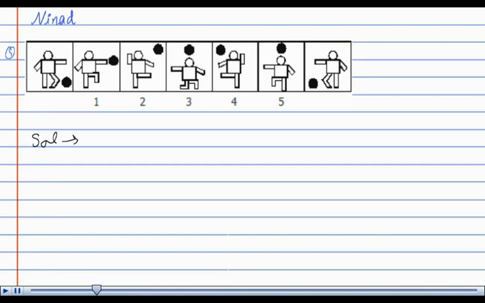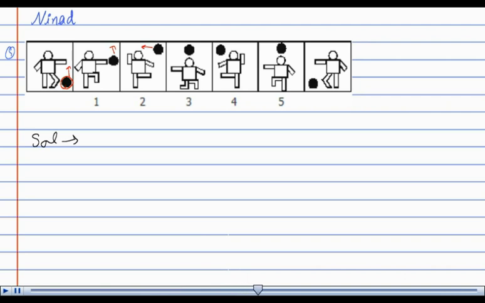Now, in this question, we can see that the darkened circle is moving half a step in the anti-clockwise position in each step. From the starting figure to 1, it has moved half a step anti-clockwise. Again, from 1 to 2, it has shown the same pattern. From 2 to 3, again the same. From 3 to 4, again the same.